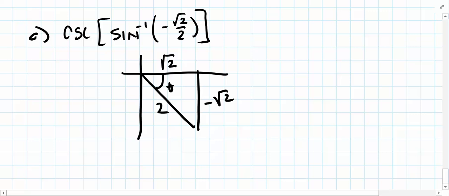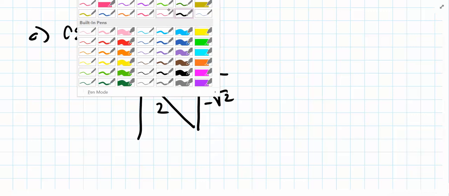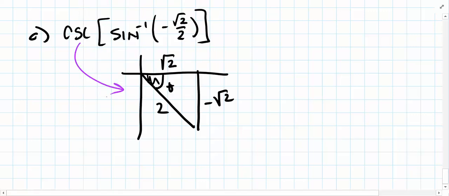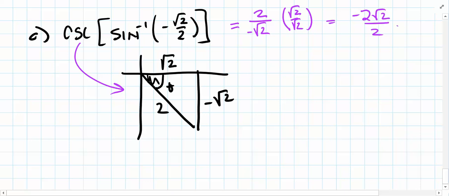So what do I want from this then? I want the cosecant of that angle. And the cosecant is defined as r over y. So that's going to be what? The value of r is what? 2 over y, which is a value of negative root 2. Can't leave it like that. Multiply top and bottom by root 2 over root 2. That gives us negative 2 root 2 over 2, negative root 2. So therefore, the answer that we're looking for is negative root 2.